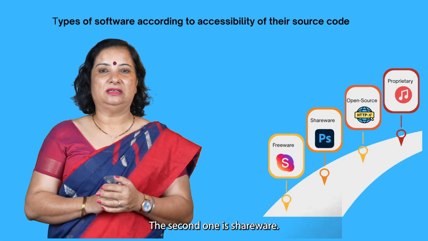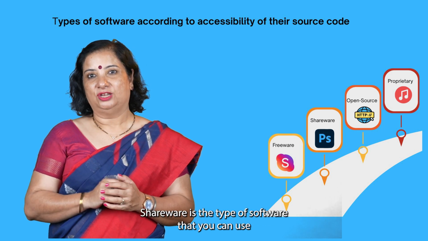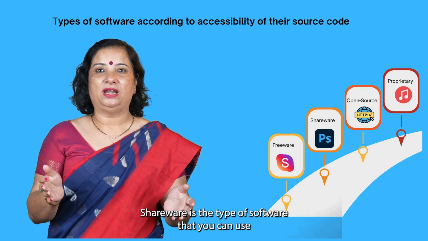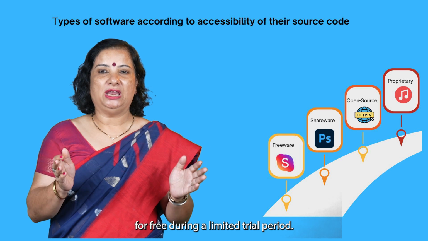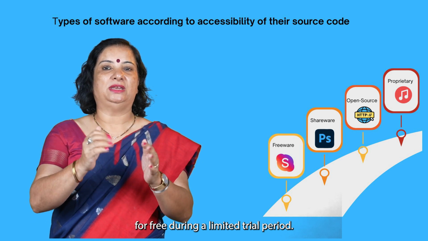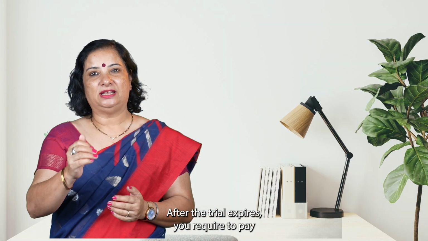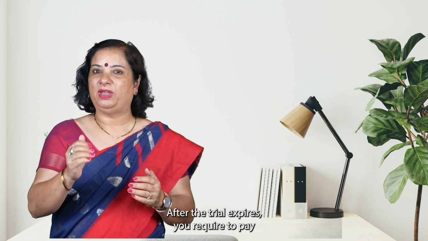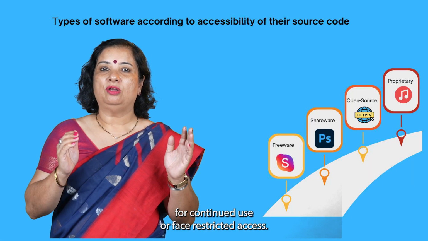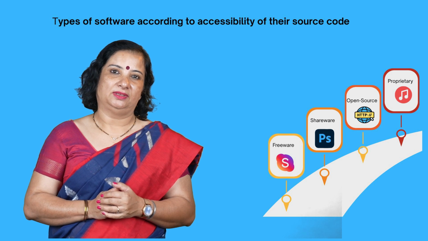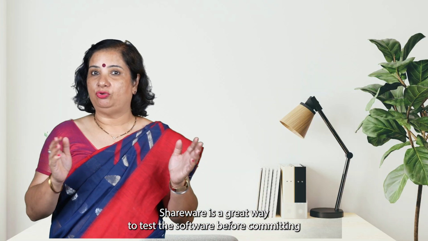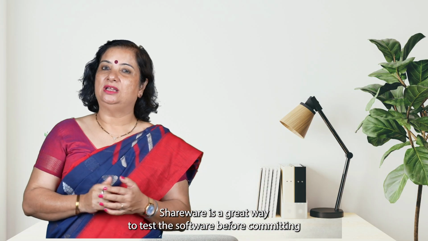The second one is shareware. Shareware is the type of software that you can use for free during a limited trial period. After the trial expires, you are required to pay for continued use or face restricted access. Shareware is a great way to test the software before committing to a purchase. Notable examples include Adobe Creative Suite and Creatio CRM software application.